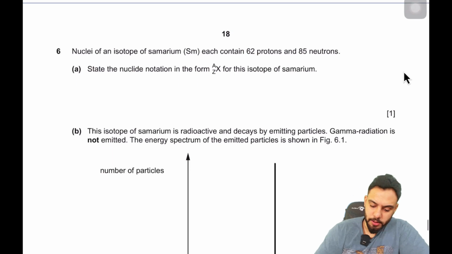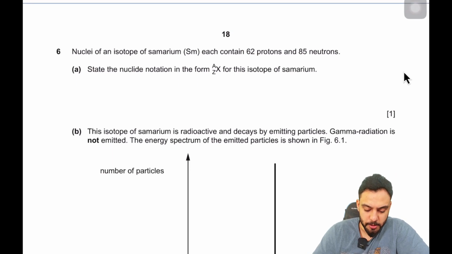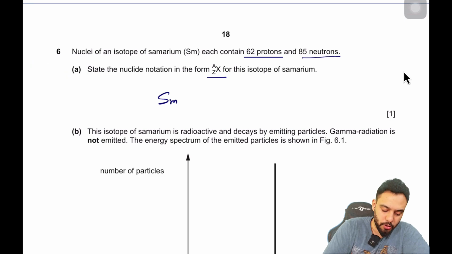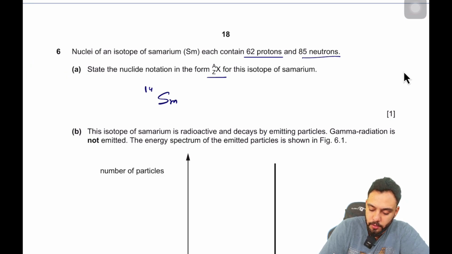Guys, last question for this exam paper is question number 6. The nuclei of an isotope of samarium each contains 62 protons and 85 neutrons. State the nuclei notation in the form of this for this isotope of samarium. So again, the X, samarium is Sm, so yeah, Sm, and definitely the mass is going to be 62 plus 85, you would add the protons and neutrons, so 147, and the proton number is going to be 62.